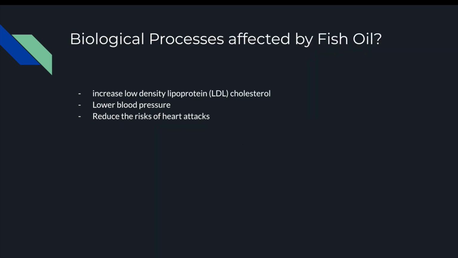So now what I'm going to be talking about is the biological processes affected by fish oil. There are three things that I'm going to be going over. One of the processes that it affects is increased high density lipoprotein, which is HDL cholesterol. There are two types of cholesterols, and this is one of the better cholesterols, the one that we want more of. So that's why it affects it in a good way, as well as it also lowers blood pressure. Another thing that it does is reduce the risks of heart attacks.